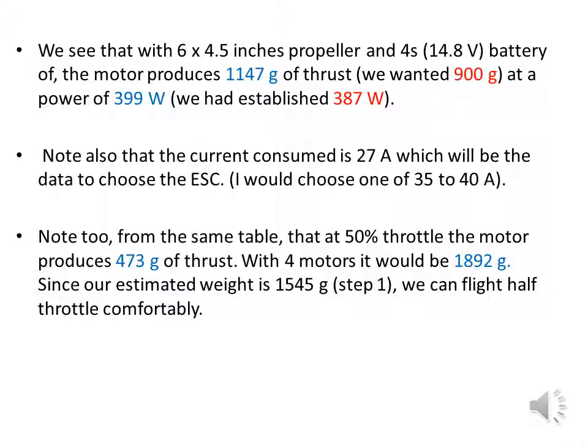Note also that the current consumed is 27 amps, which will be the data to choose the speed controller or ESC. I would choose one of 35 to 40 amps. Note too, from the same table, that at 50% throttle the motor produces 473 grams of thrust. With 4 motors it would be 1892 grams. Since our estimated weight is 1545 grams, from step 1, we can fly at half throttle comfortably.